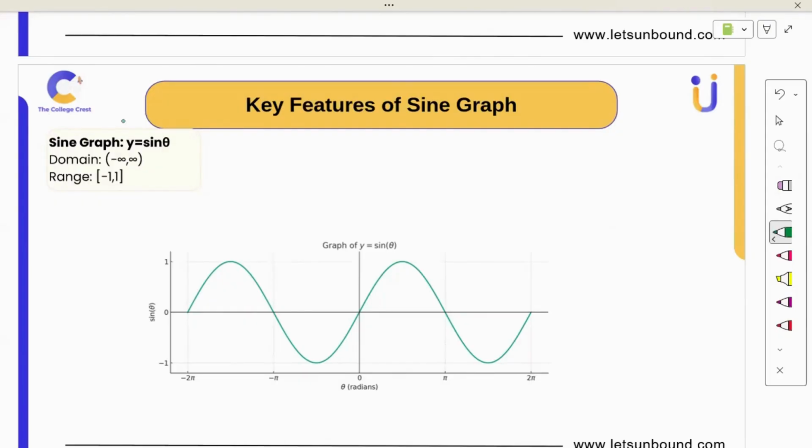Here also you can discuss key features like increasing and decreasing. So where is it increasing? From here to here it's increasing. From here to here increasing. These things we can do. And where it's concave up or concave down, if a point is given, you can find concave up or down. Everything we can do here as we did for other graphs, in the same manner.